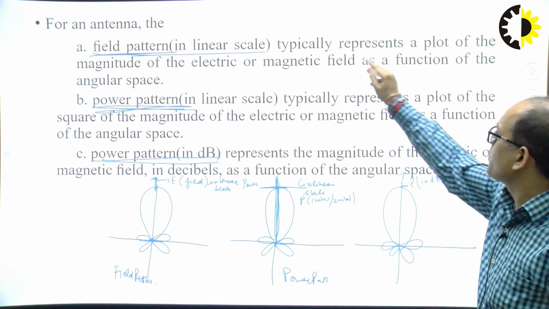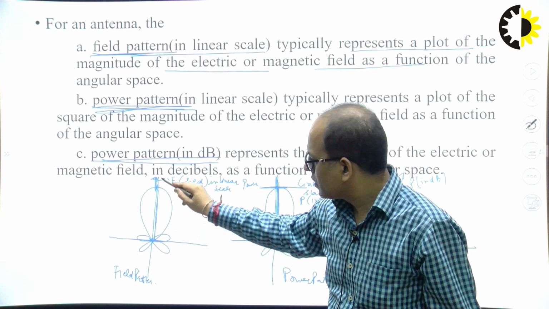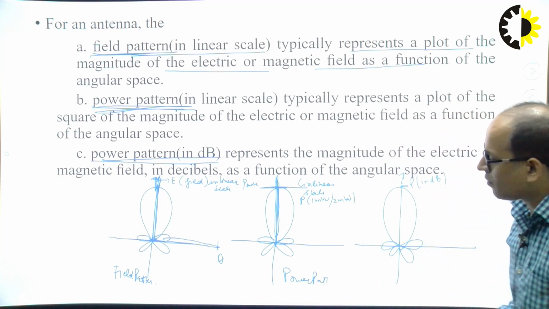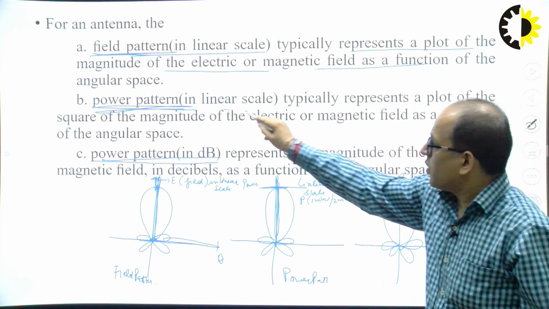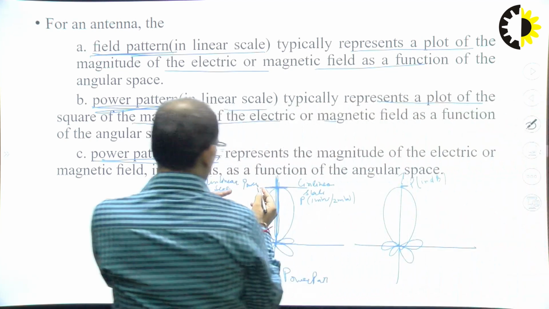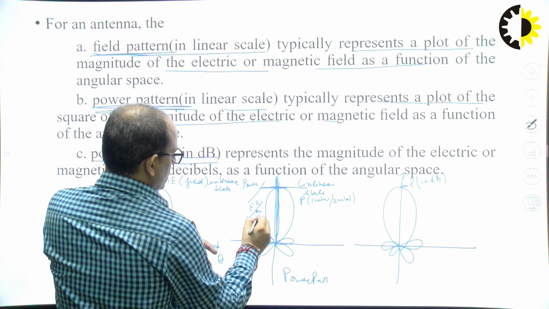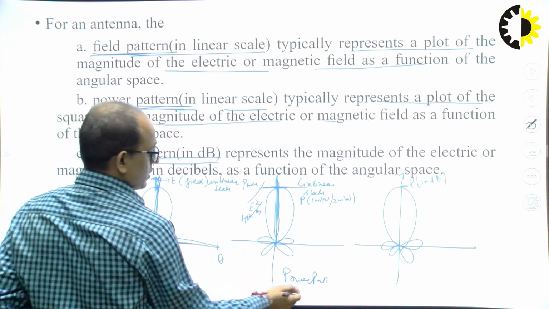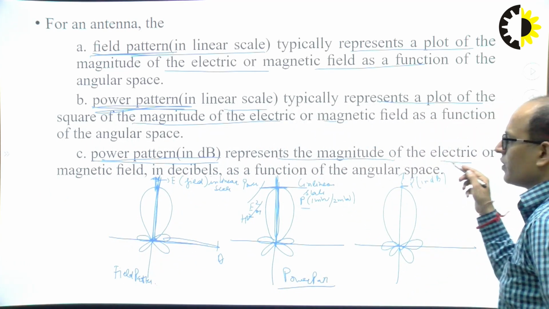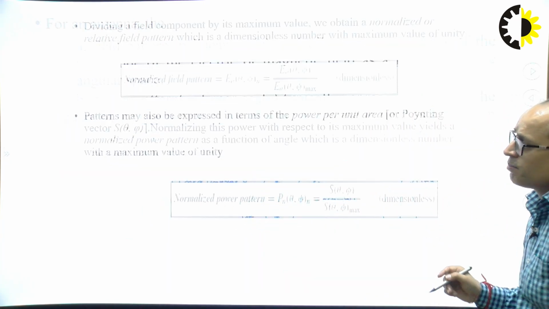Clear? So this field pattern represents the plot of the magnitude of the electric field or magnetic field as a function of angular space, because this is theta. Clear? The power pattern typically represents the plot of the square of the magnitude of the electric field. Means square means this is power, or you can say it is equal to E square, or H square. This is known as the power pattern in linear scale, and when this power is represented in decibel form, it is known as the power pattern in decibel.